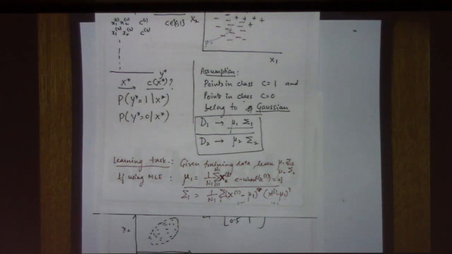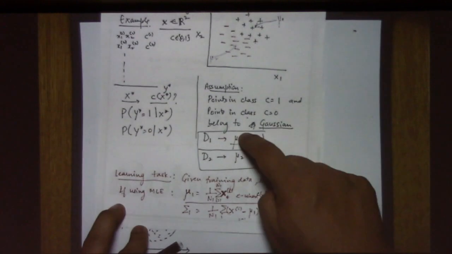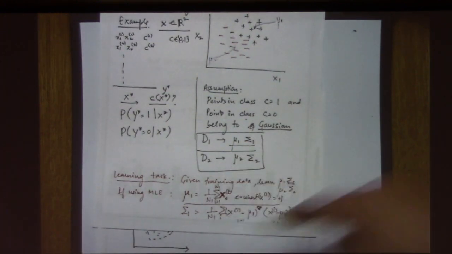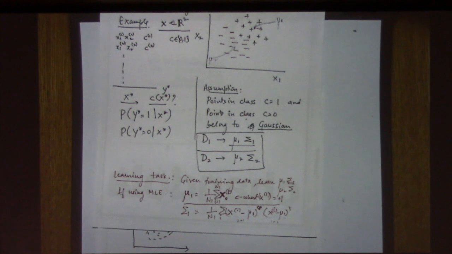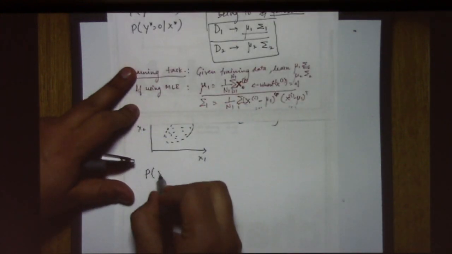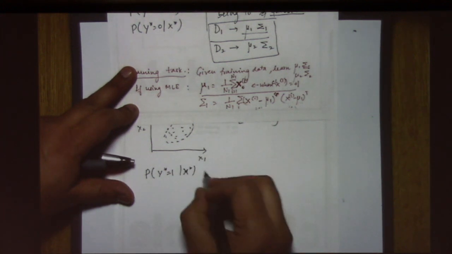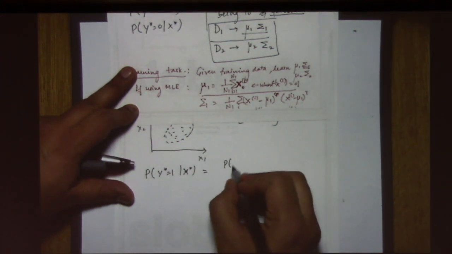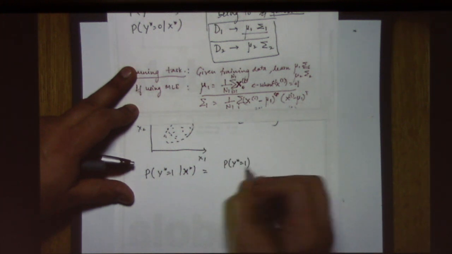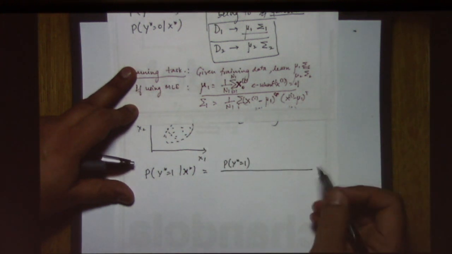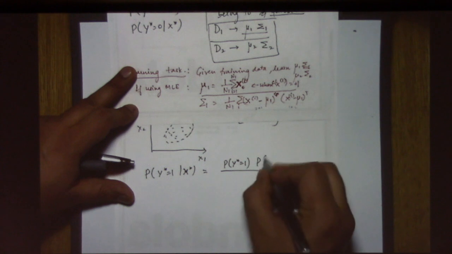Now you have done the training phase. So after you have done the training phase, you know what this is, and then you can apply the equation that I showed you earlier, which is the probability of y star to be 1 given x star will just be p of y star to be 1, which is the prior probability of class 1, and then the conditional distribution.